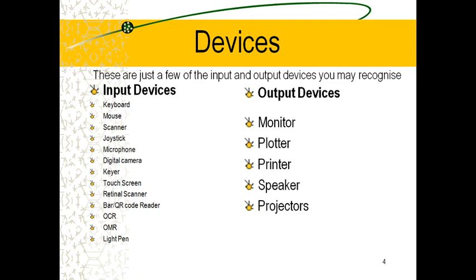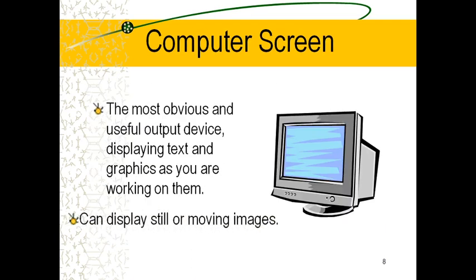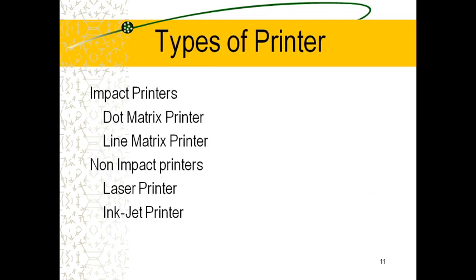And in the impact printers, we can classify two types. One is dot matrix printers and one is line matrix printer. First one, dot matrix printers. Dot matrix printer prints using a fixed number of pins or wires. It has a fixed number of wires or pins. Each dot is produced by a tiny metal rod.